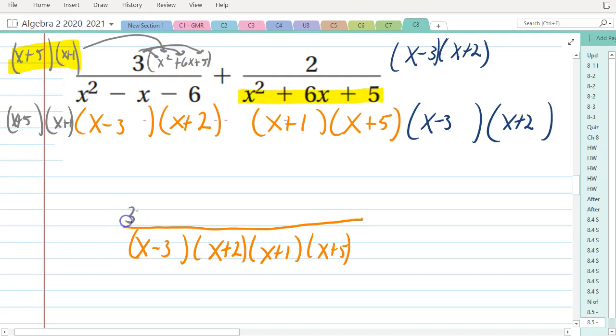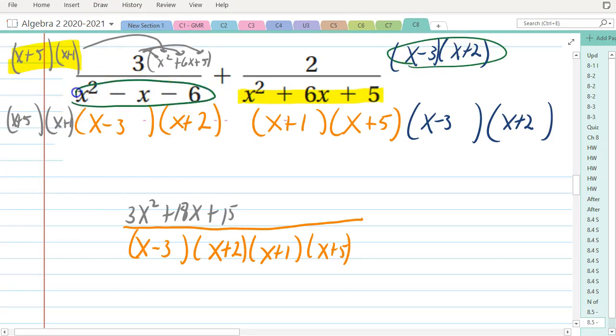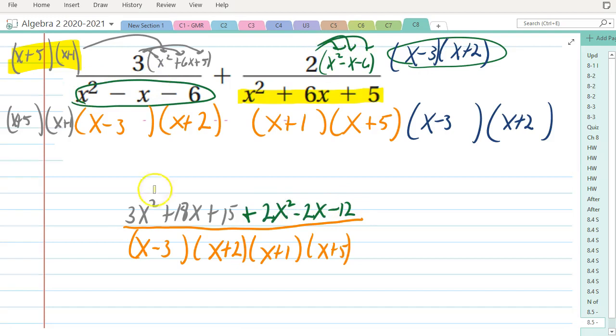What that gives me is 3x squared plus 18x plus 15. Now I'm going to do the same thing on the other one. This x minus 3x plus 2, that's the same thing as x squared minus x minus 6. So I'm just going to rewrite that, and that way I can just distribute it through. Now I need to look for like terms.